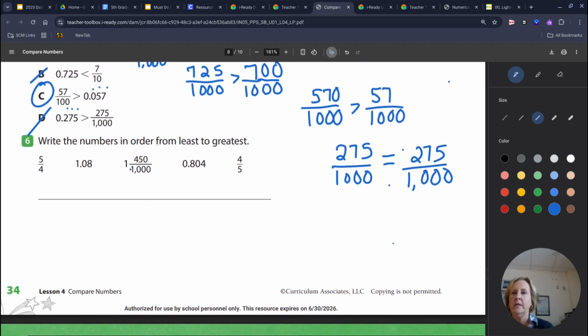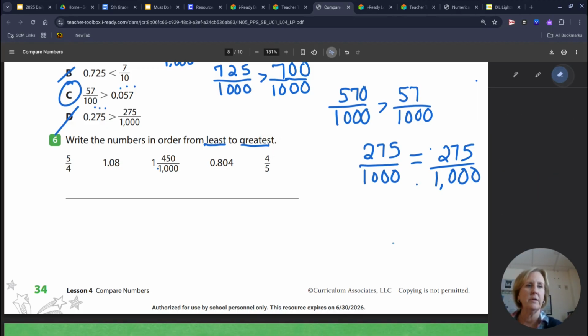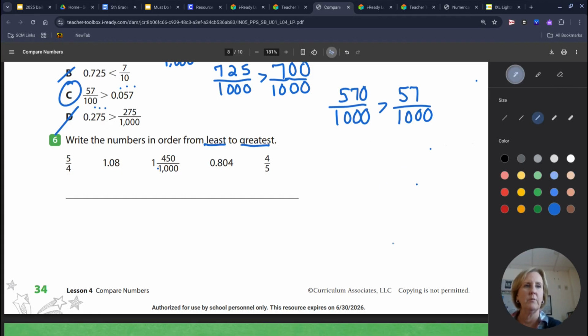Okay. We got a lot going on here, don't we? Okay, we can do this. We have to go in order from least to greatest, and we've got all of this wonderful mess to work with. I'm going to erase and make a little bit more room for myself.